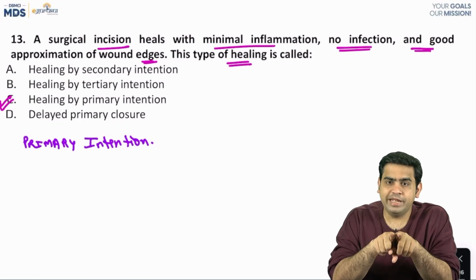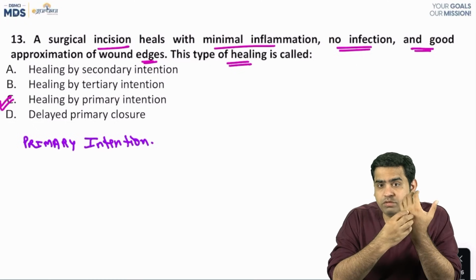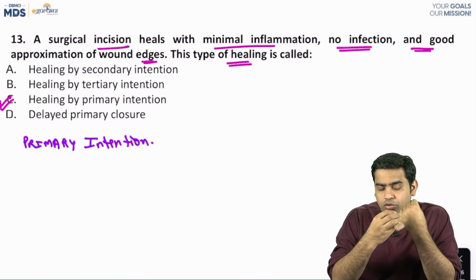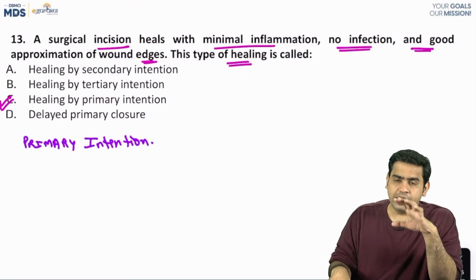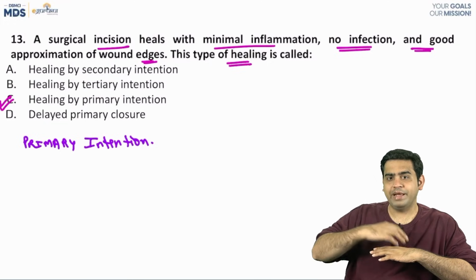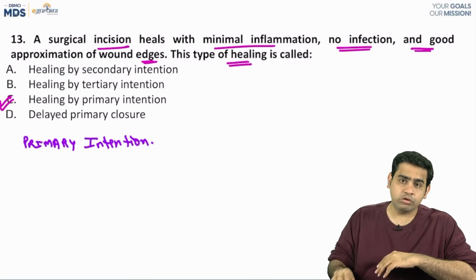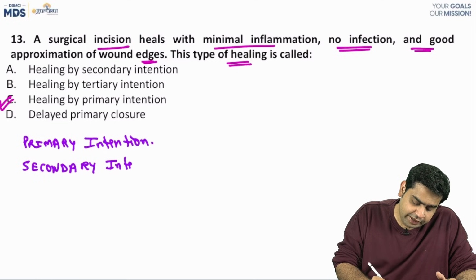What do you understand by healing by secondary intention? In your life also, many times you would have suffered from some kind of abrasion or wound. Every time you don't go and take the stitches, right? If you leave that particular area like that and allow it to heal by granulation tissue, that is what is called healing by secondary intention.